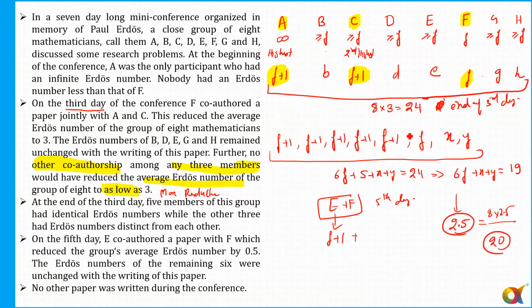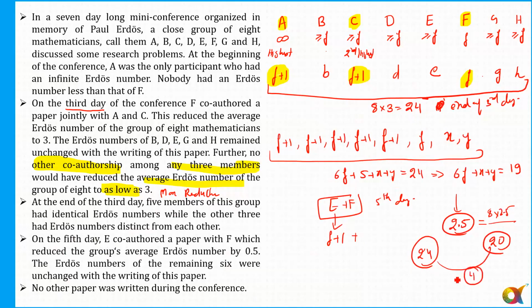Alright, that is equal to 20. So what is the reduction here? Initially, at the end of the third day, the total was 24. At the end of the third day, the sum total of all the 8 people is 24. Now it has become 20. There is a reduction of 4.